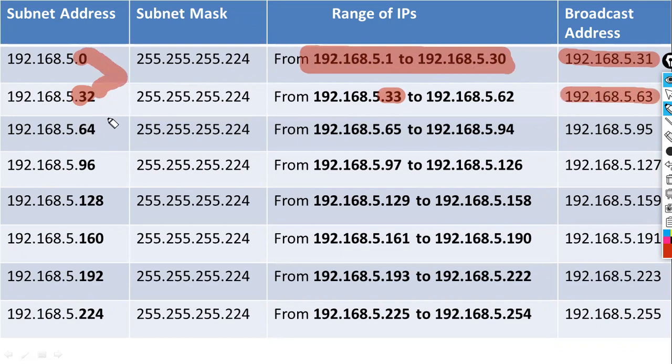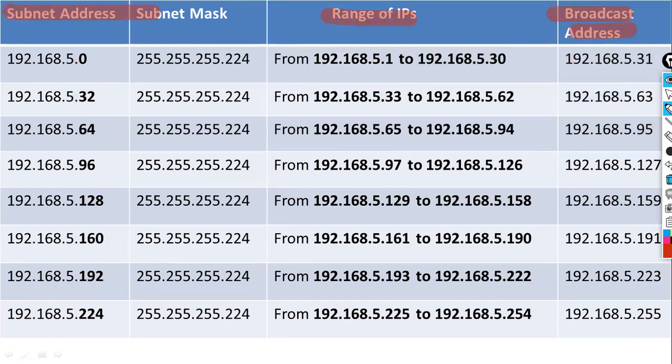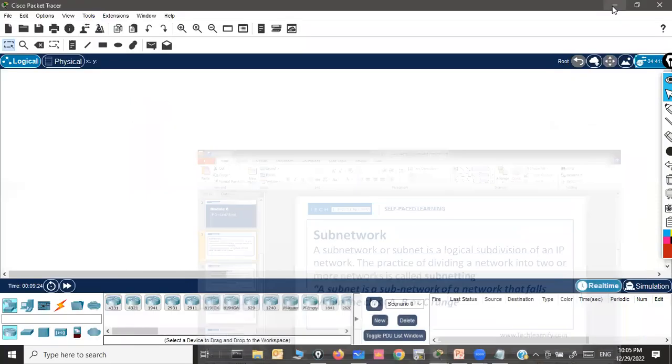So we are computing addresses like this, taking the last two digits of each subnet. And this way, we have written down everything: the range of IPs, broadcast address, subnet address, right? So it was just one example of doing subnetting.